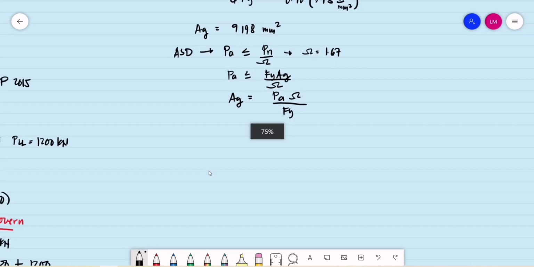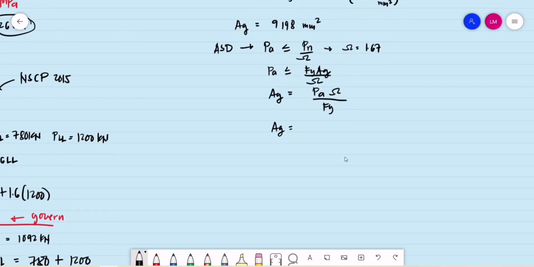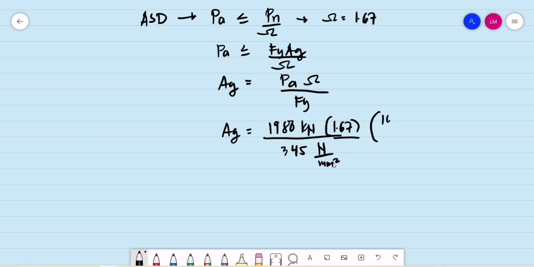Okay, so computing for the gross area under ASD, we have Ag equal to Pa. What is our Pa a while ago? That's 1,980 kilonewtons. This is to be multiplied by 1.67 divided by Fy, which is 345 megapascals, the same as newtons per square millimeter. Again, for consistency of units, we are multiplying 1,000 newtons to 1 kilonewton in the numerator.